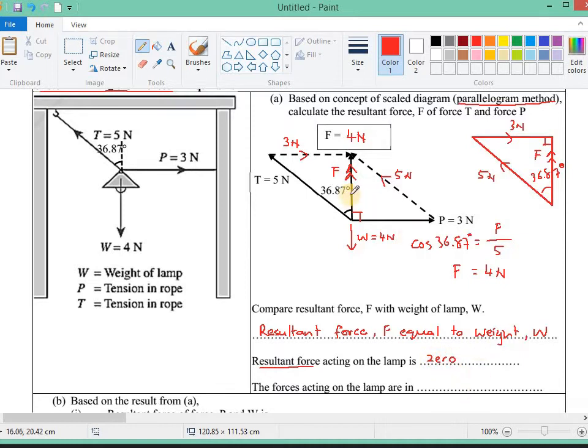The resultant force of all three forces acting on the lamp is 0, because this 4 Newton going upward can represent these two. If you don't have these two, you can put this 4 Newton going upward to represent them. So this is the lamp, the resultant force of T and P is 4 Newton, and the weight is 4 Newton. So 4 Newton up, 4 Newton down, the resultant force acting on the lamp is 0. So the forces acting on the lamp are in equilibrium.